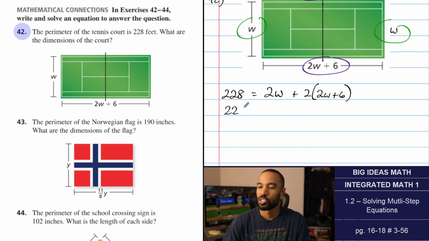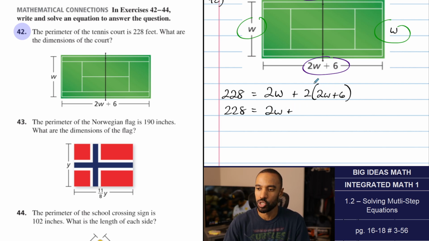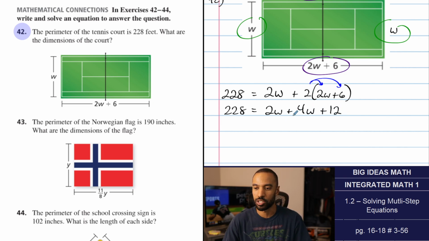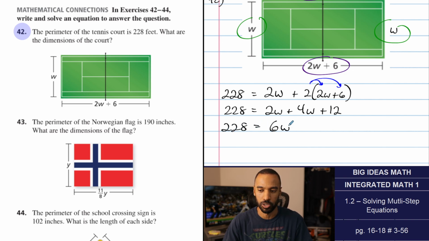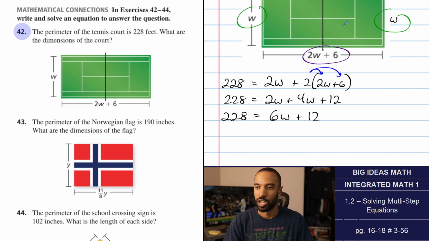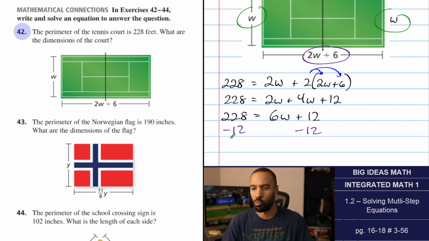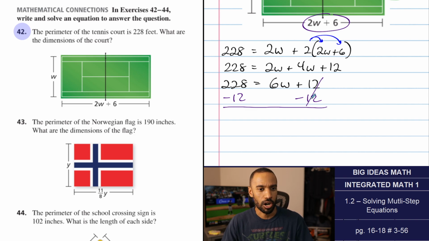We'll leave it. 228 equals, we have 2w plus 2 times 2w is 4w. 2 times 6 is 12. More simplification to be had. 2w plus 4w combine forces and become 6w. And we can subtract 12 from both sides. And we're getting a width out of this bad guy right here. These are all in feet.